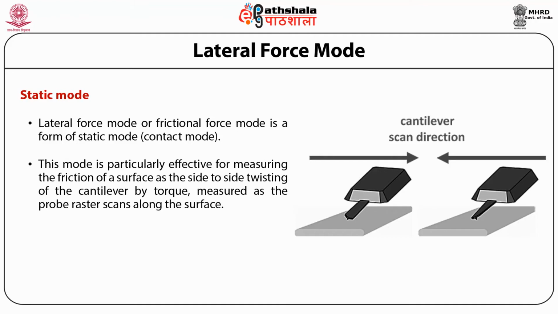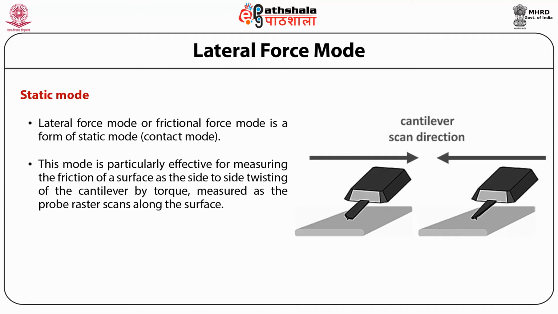This mode is particularly effective for measuring the friction of a surface, as the side-to-side twisting of the cantilever by torque is measured as the probe raster scans along the surface. Lateral force measurements can be converted to frictional force through calibration of the torsional spring constant of the cantilever. When operating in lateral force mode, it is important to be aware of topography that can convolute the lateral force signal.